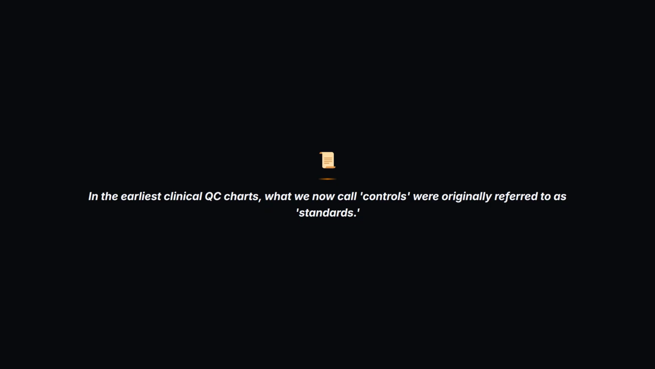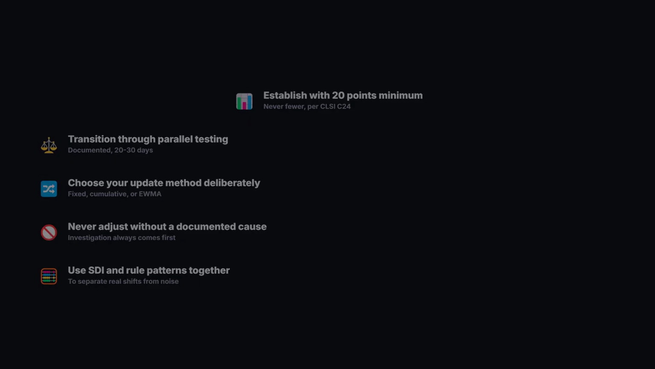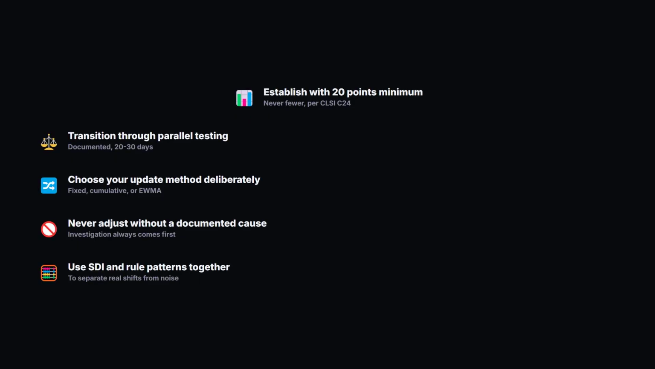Bringing every principle together into a single reference: establish with a genuine 20-point minimum. Transition lots through documented parallel testing. Choose your ongoing mean update method deliberately, never adjust without a documented cause, and use SDI alongside rule patterns to separate real shifts from noise.